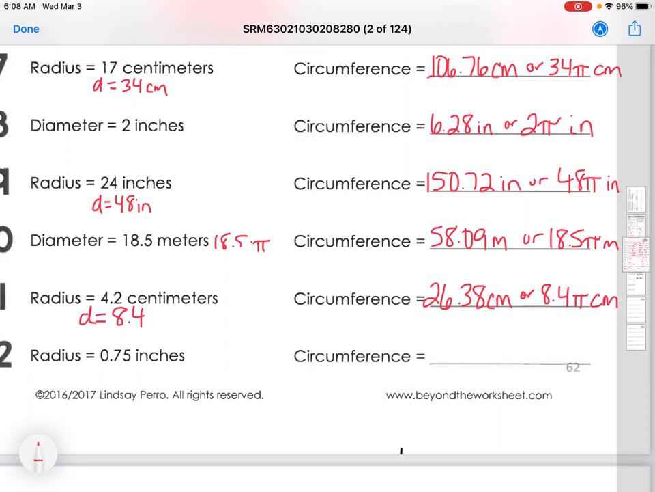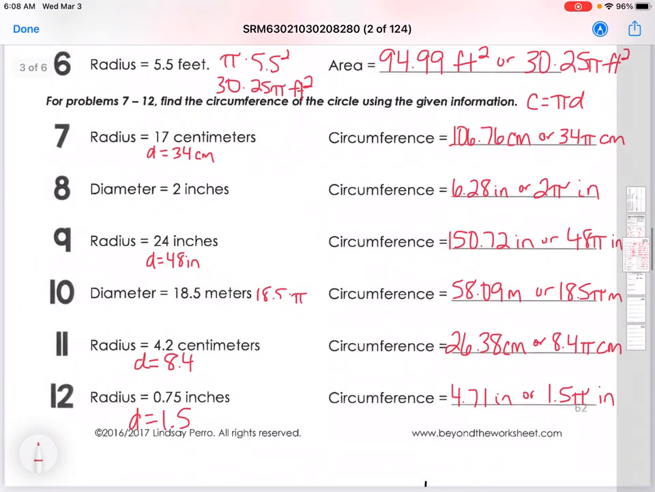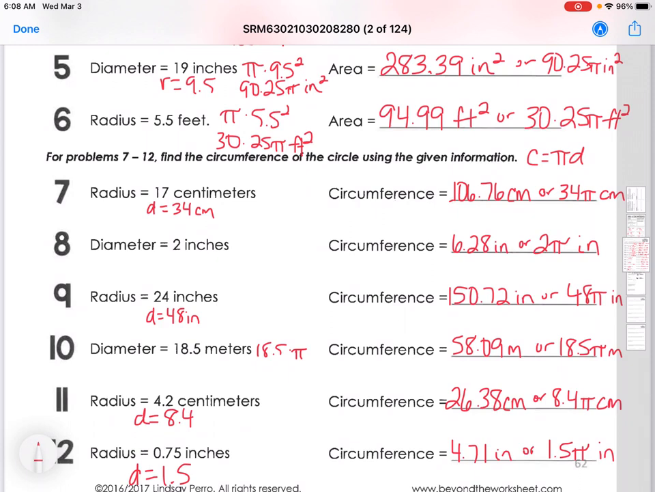And then if our radius is 0.75 inches, it means our diameter is 1.5 inches. So our circumference would be 1.5 times pi, which is 4.71 inches, or 1.5 pi inches. So remember, on area, your units need to be squared, whereas centimeters is just a distance, so you do not need squared units.